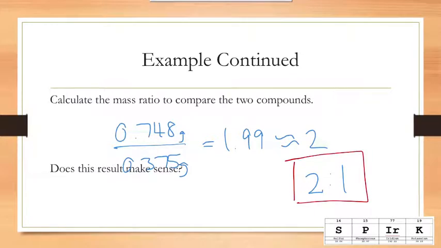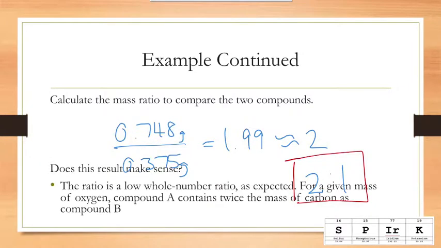So let's talk about, does this result make sense? And it does make sense because we have a small whole number ratio. The ratio is a low whole number ratio, like I said, as expected. For a given mass of oxygen, compound A contains twice the mass of carbon as compound B.